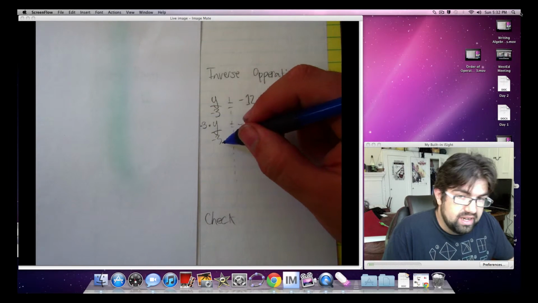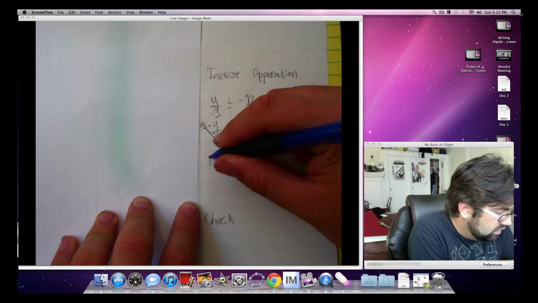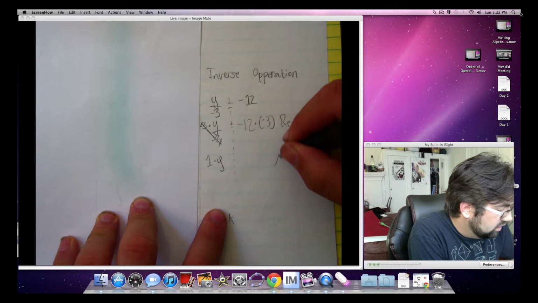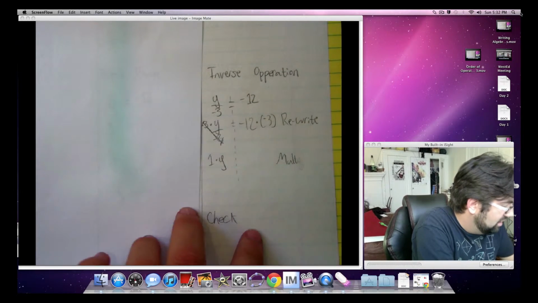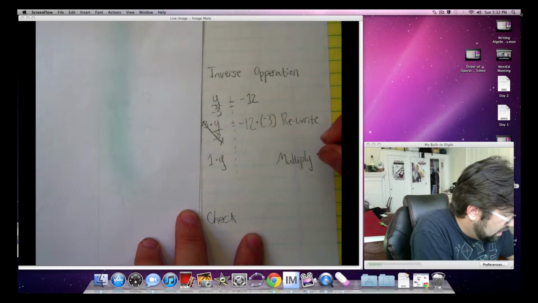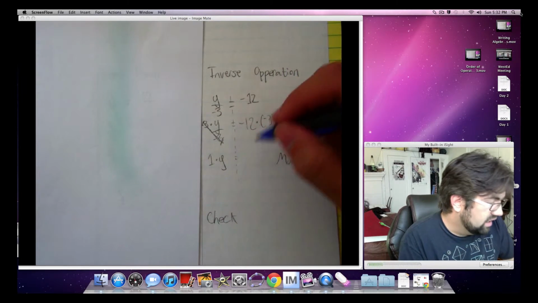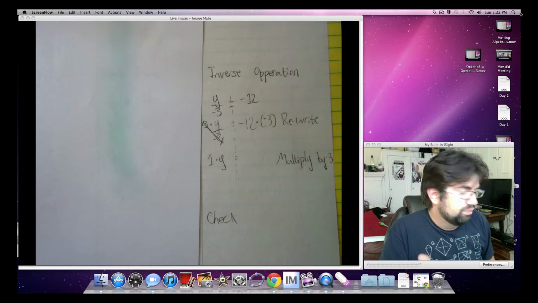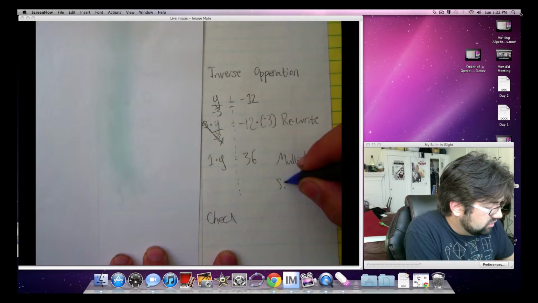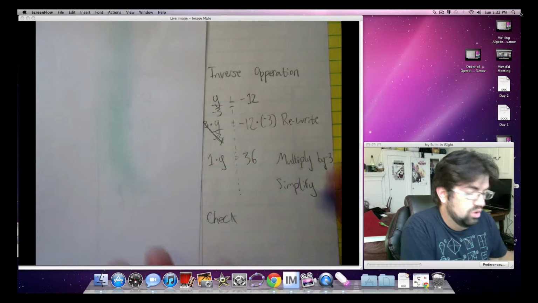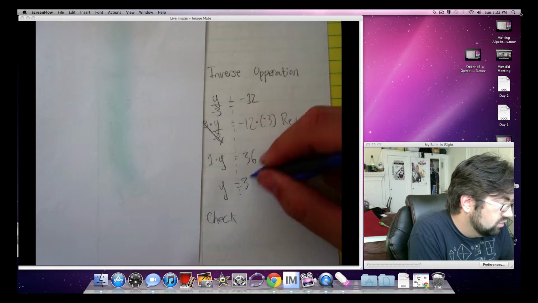Negative 3 divided by negative 3 is 1. So we have 1 times y. So again, we're multiplying. Multiply by negative 3. Okay? And then over here we have negative times negative is a positive. We're not going to put a plus sign anymore. 12 times 3 is, hey, 36. And my last step, we're going to simplify. 1 times y, it's just y, equals 36.